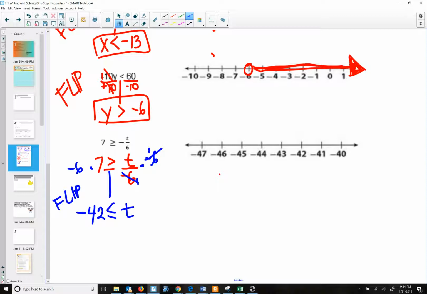Now, I've told you I hate having my variable on the right-hand side. To me, that is difficult to read because I always like my variable on the left. So I'm going to rewrite this guy this way. I'm going to put t on the left and -42 on the right. And this symbol here was pointing towards the -42, so I've got to write it this way.